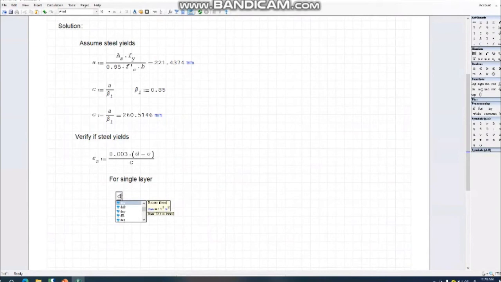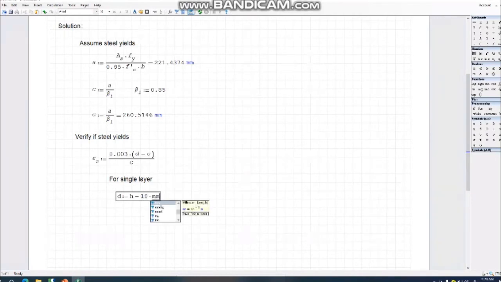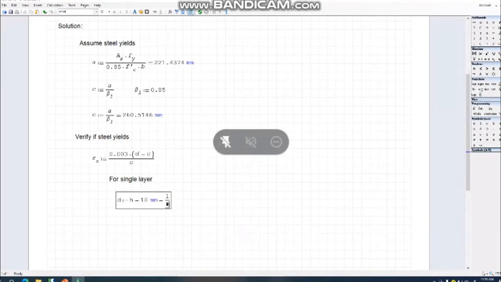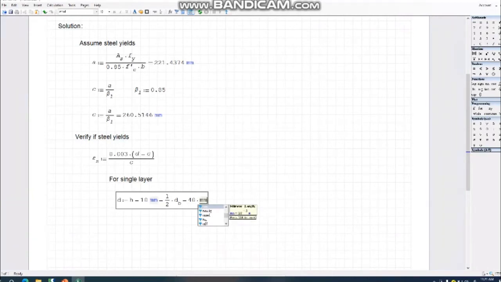But if you have the actual values, the actual formula is d equals H minus the diameter of the stirrup, usually 10 mm, minus 1/2 of the diameter of the bar, and then minus the cover of 40 mm. That should be the exact formula.